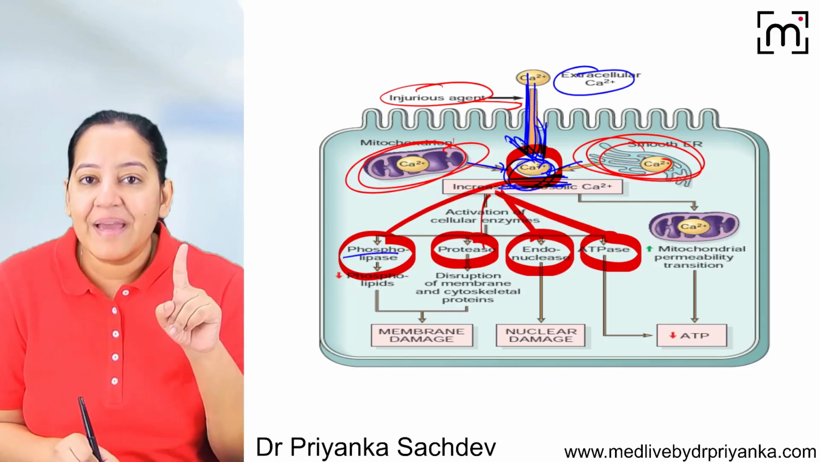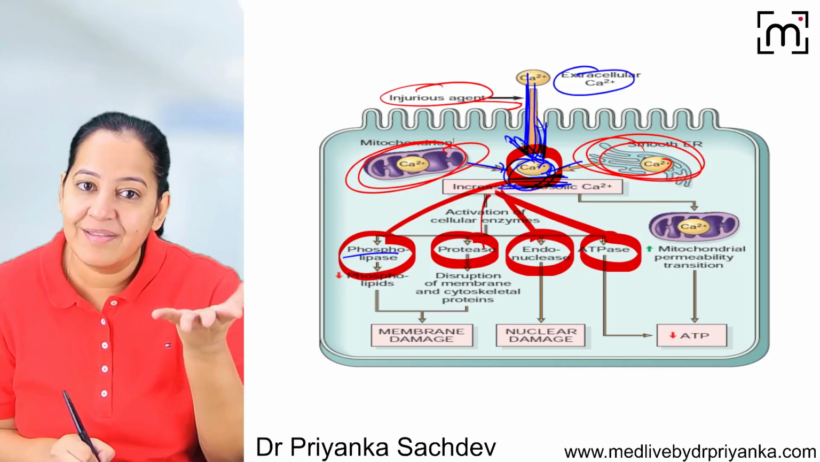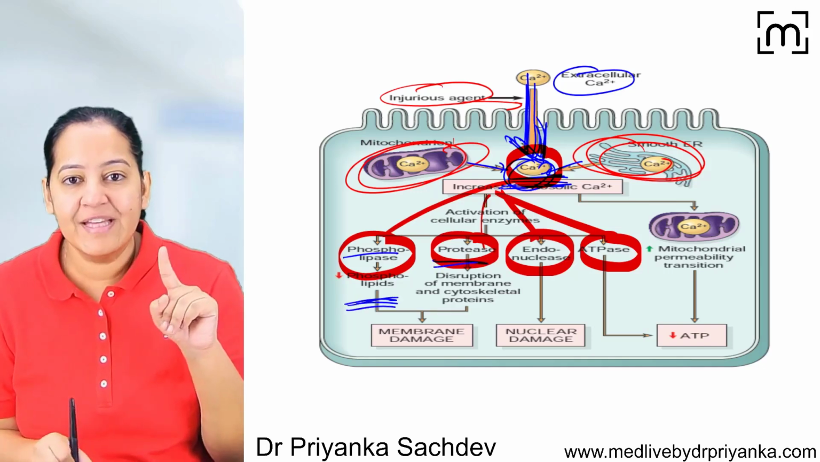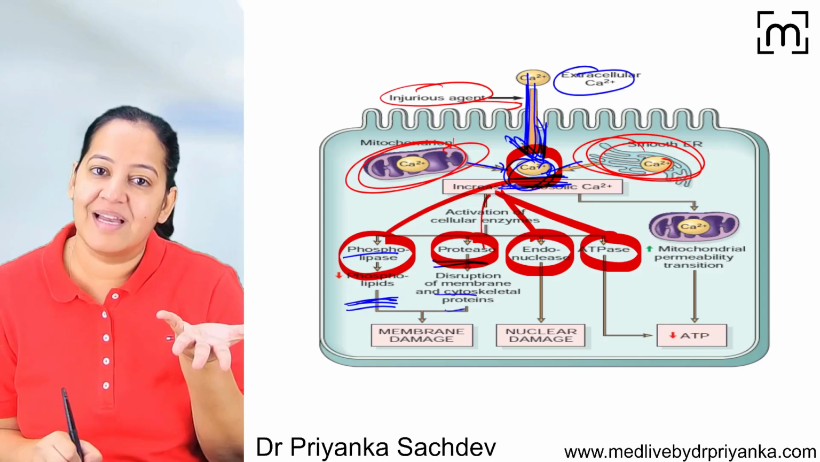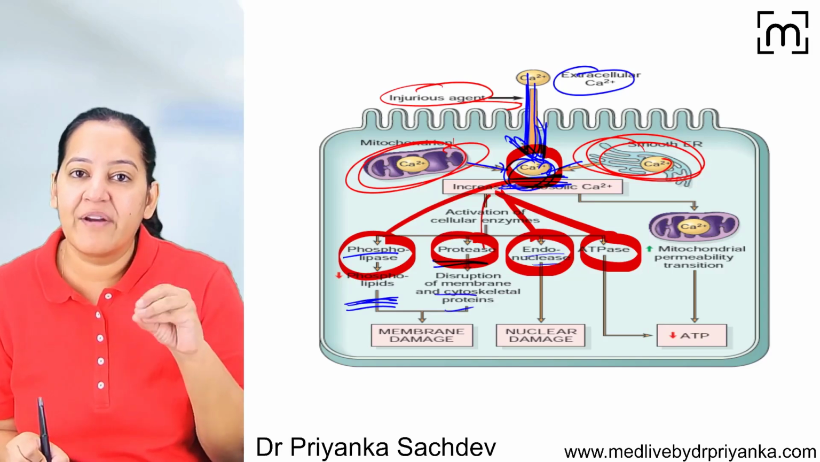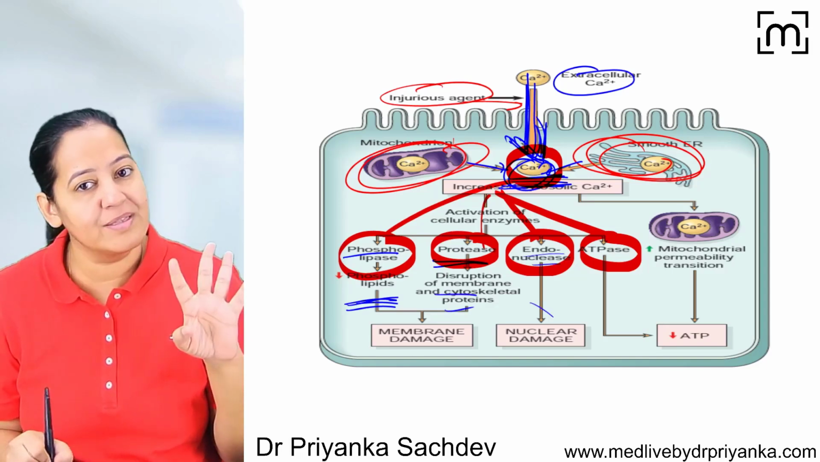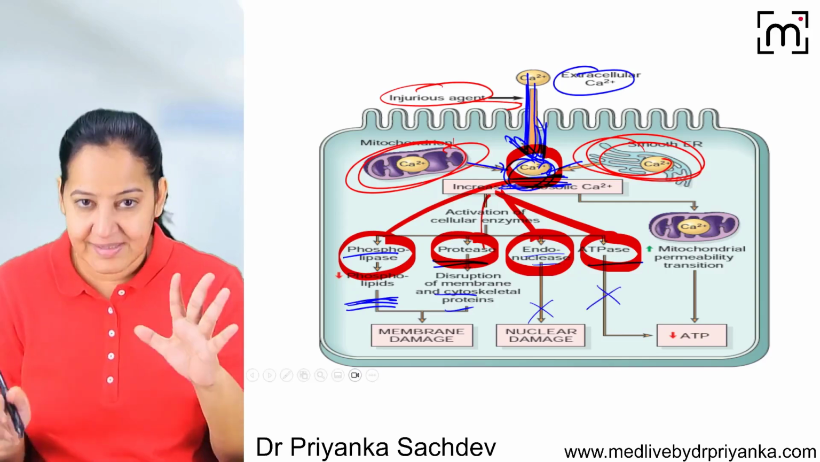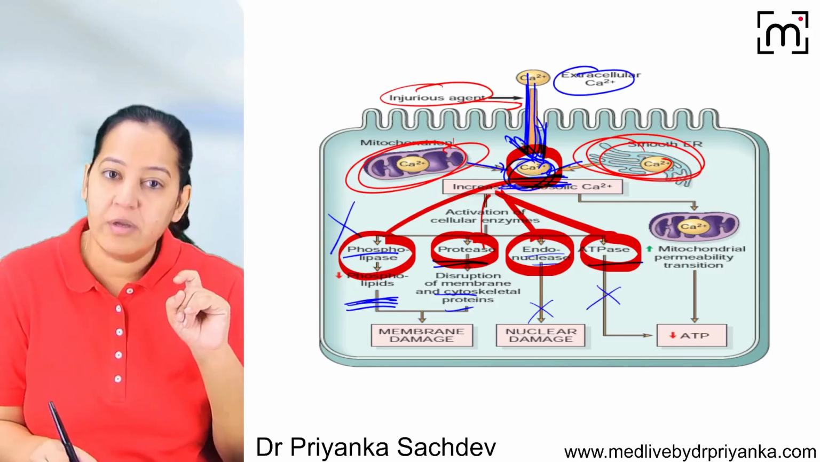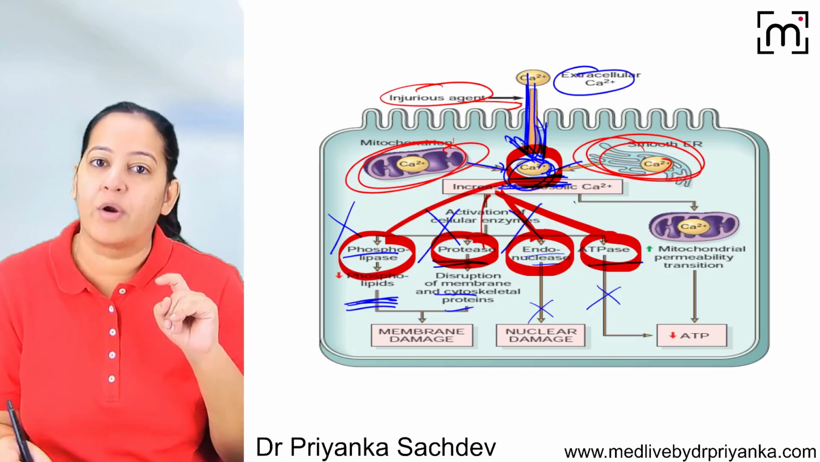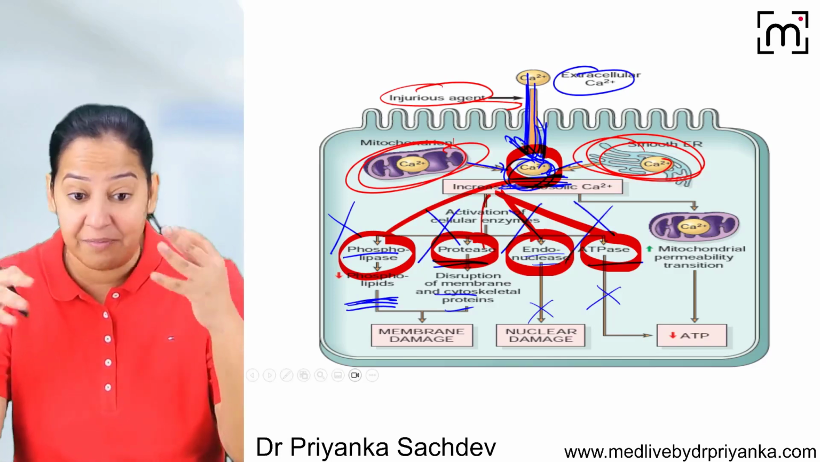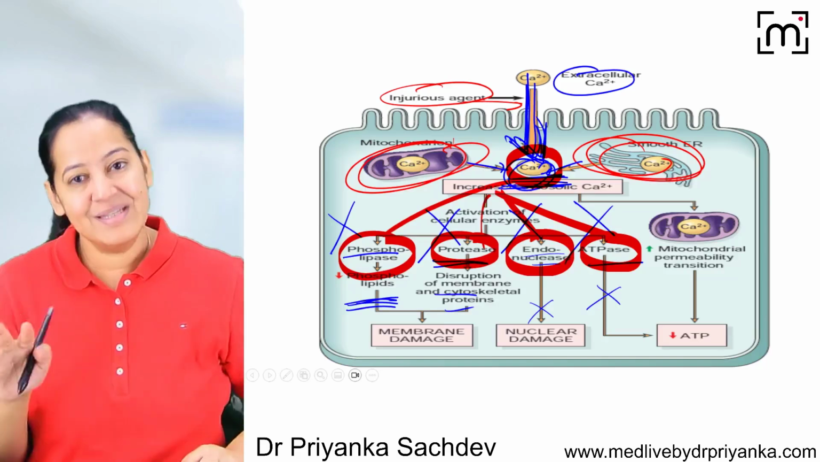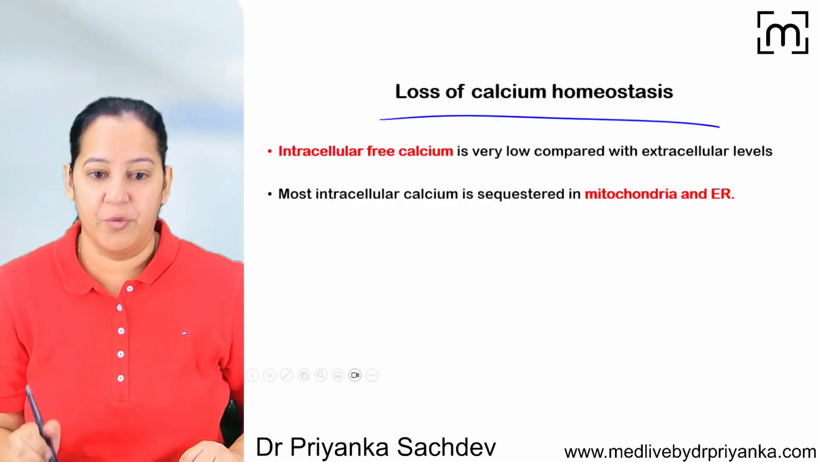What will these enzymes do? Phospholipase degrades the phospholipid, that is the cell membrane, so the cell membrane is gone. Protease degrades the protein, so the proteins of the cell are gone. Endonuclease degrades the DNA, so the nucleus is gone. And ATPase degrades the ATP, so ATP is gone. Imagine a cell in which the cell membrane is gone, the protein is gone, the nucleus is gone, and the ATP is gone. This is the mechanism of cell injury. The cell gets injured by multiple mechanisms. So this is the loss of calcium homeostasis.